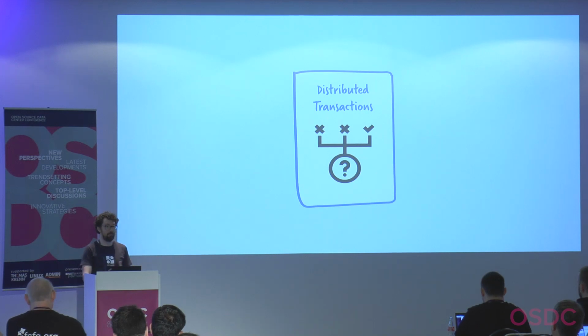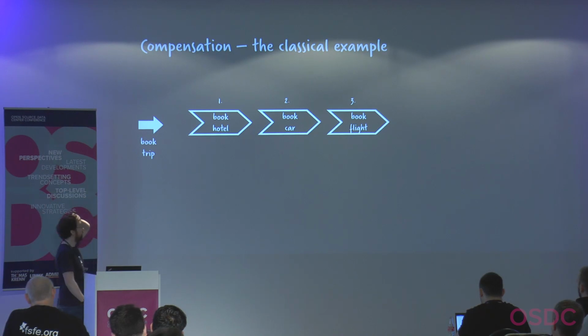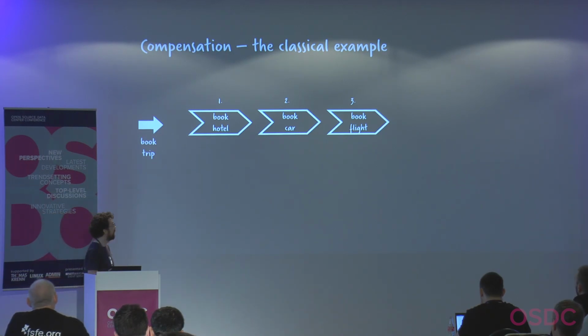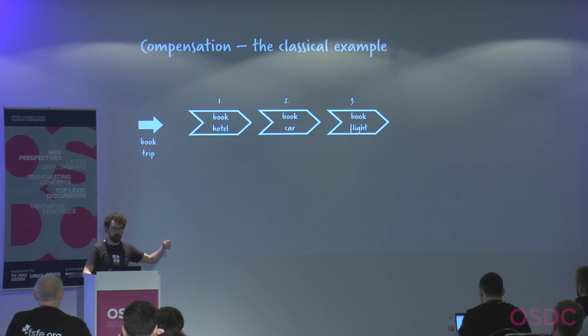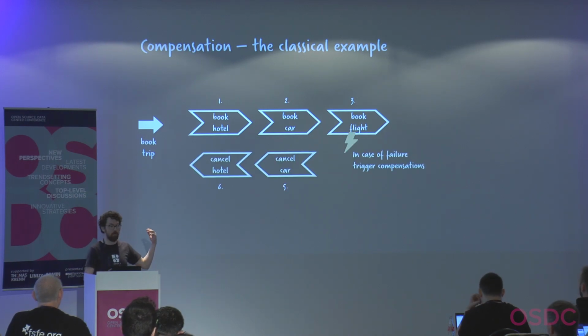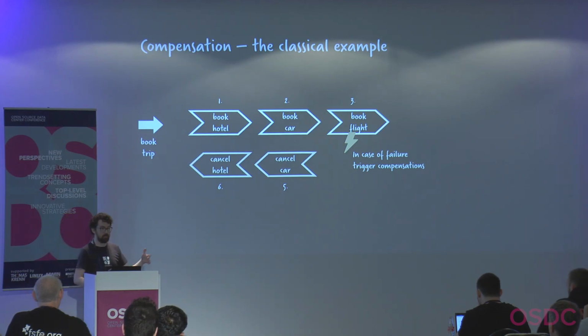And as I said, failure is something to deal with. I'm going to use the usual example, the classic booking scenario we saw earlier. We book our hotel, we book our car, we book our flight. And then, of course, the flight fails, because for whatever reason we couldn't book that flight, and therefore we need to cancel the car and the hotel. Okay, so this is Saga.